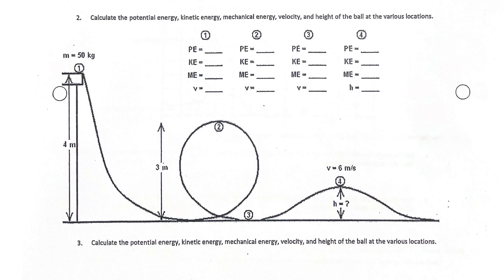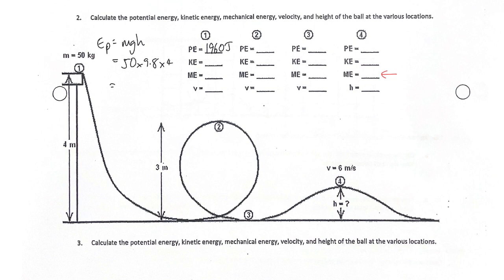So because it has a lot of potential energy, we should use the EP equals mgh equation to work out how much energy it has. Substitute in those values, 50 times 9.8 times 4, which is 1960 joules. Now, do I make that 1960 across all of the potential energies? No. What's going to be the same across all of them? The mechanical energy. The mechanical energies are all going to be the same.